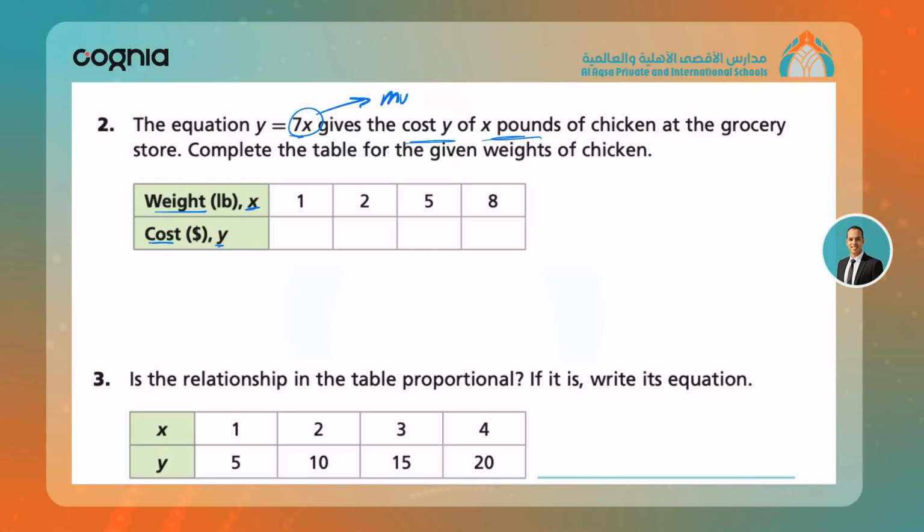So let me write it. Multiply x by 7 to get y. Okay, so up here we have the x's just multiplied by 7. 1 times 7 is 7 to get the y. 2 times 7 is 14. 5 times 7 is 35. 8 times 7 is 56.